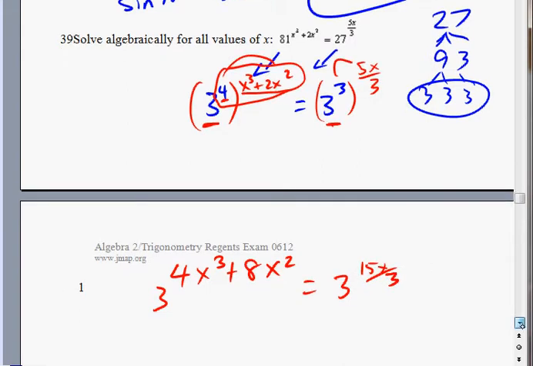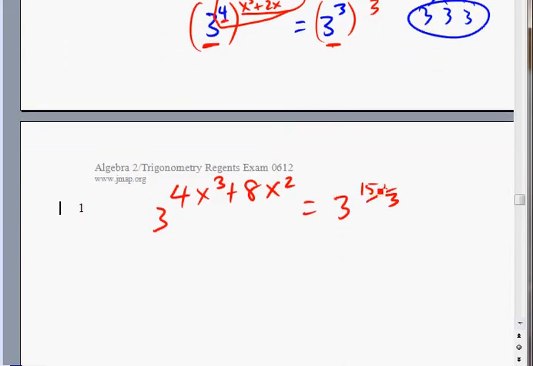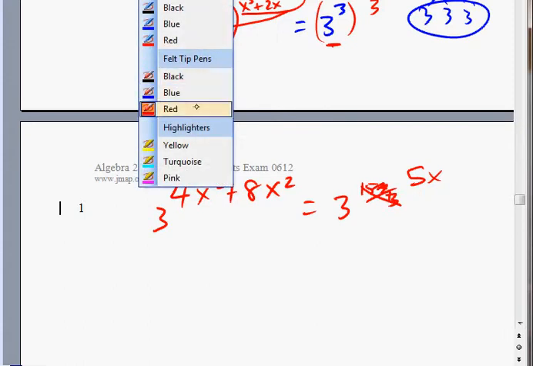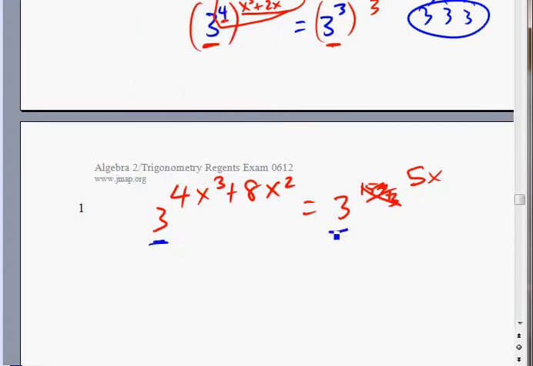Okay, and 15x over 3 is the same as 5x. Okay, 15 divided by 3, 5x. Now, once the base is the same, base is 3 and 3, we really don't need the base anymore to solve for x, right? Because we can actually cancel these out or take them out of the picture. You can set the exponents equal to each other.